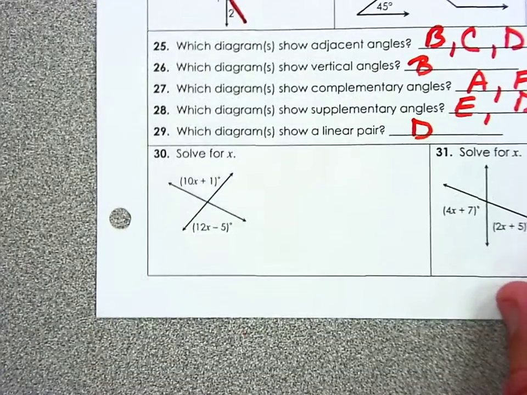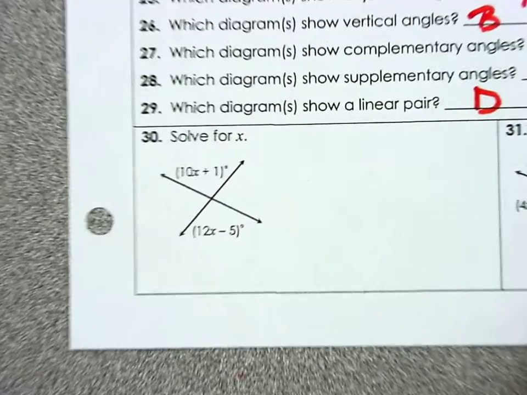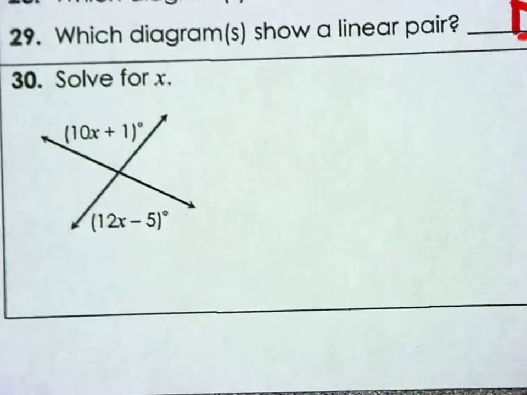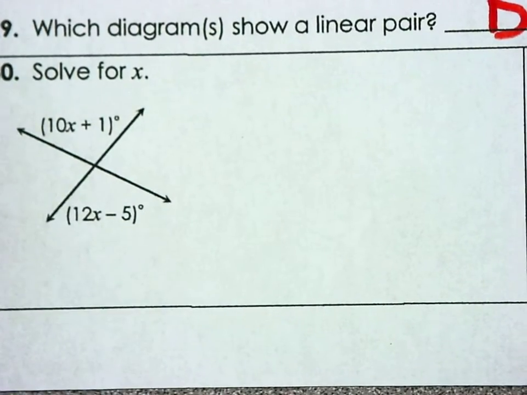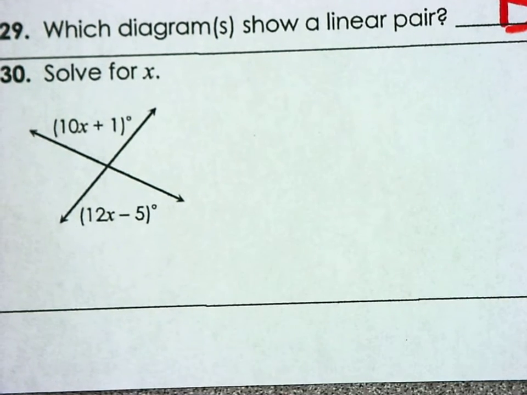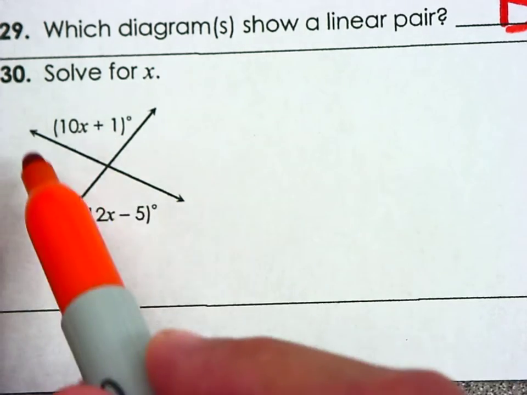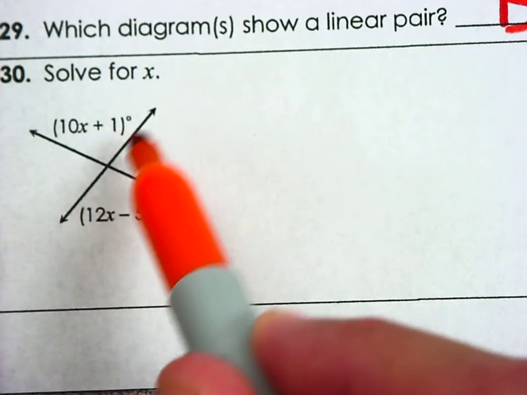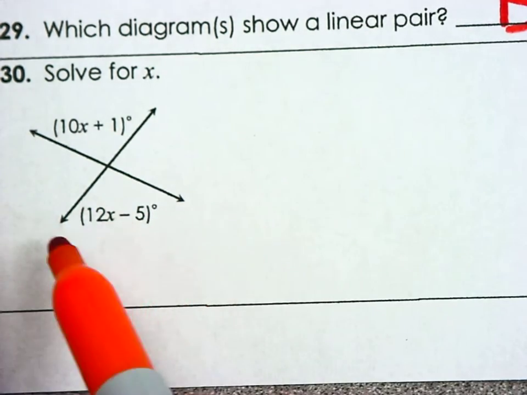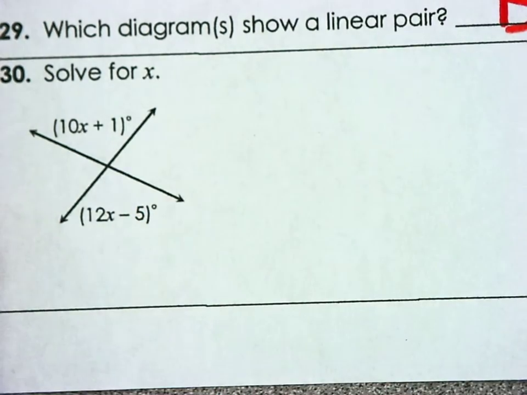How about number 30 here? And just for you guys, I'm going to zoom in as best I can. I'm loving this technology, man. I can see what I'm doing as I'm videotaping. Okay, they want x, so we got to make a decision. Look, these are absolutely vertical angles. See how 10x plus 1 is heading north, and 12x minus 5 is heading south. So absolutely these are vertical angles.